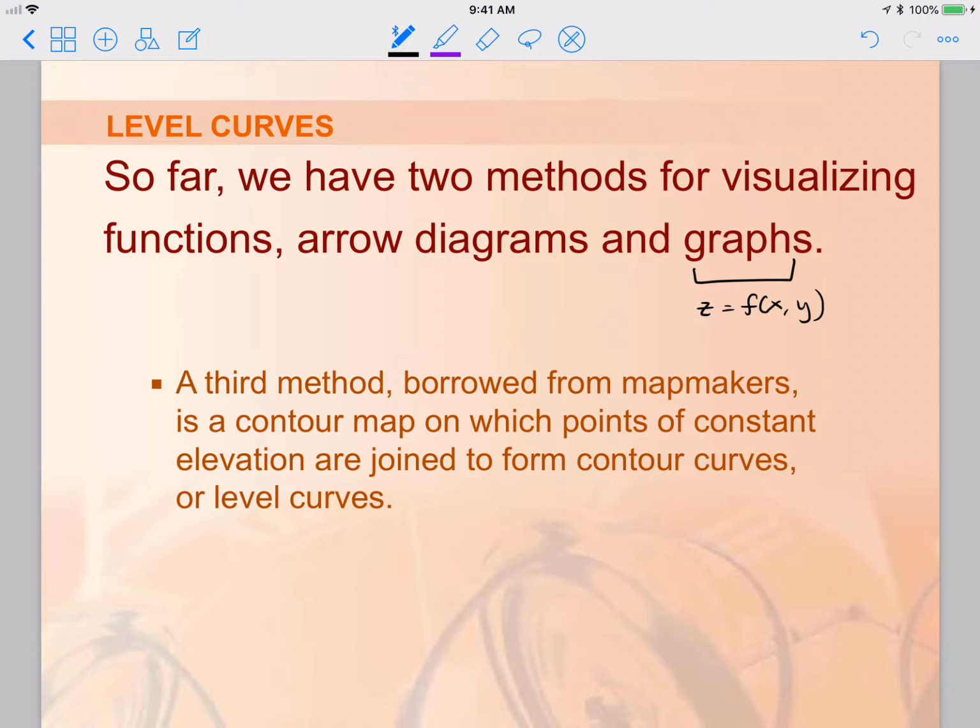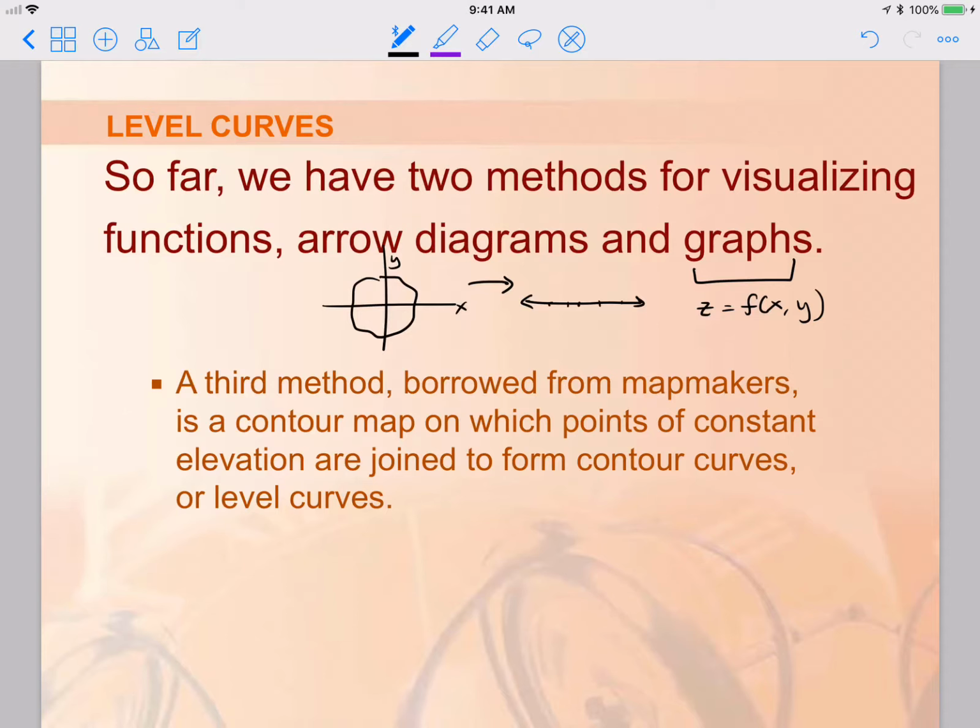Okay, and arrow diagrams is essentially you've got your domain, which is in the xy plane, and you actually use arrows to talk about the location of the value of the function at that point x comma y. Okay, so those are arrow diagrams.